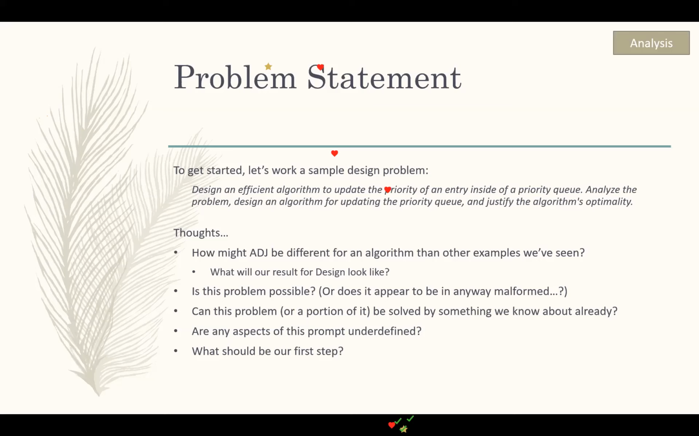Define an efficient algorithm to update the priority of an entry inside of a priority queue. Analyze the problem, design an algorithm for updating the priority queue, and justify the algorithm's optimality. Okay, so we have two little parts of the prompt there, right? I have my basic problem on the left-hand side, and then on the right-hand side is a bit of backing, just so I know what it is I need to produce, right?